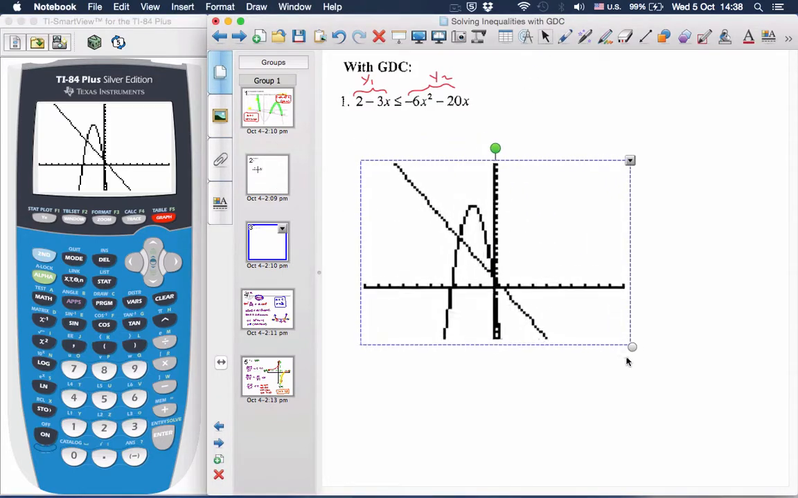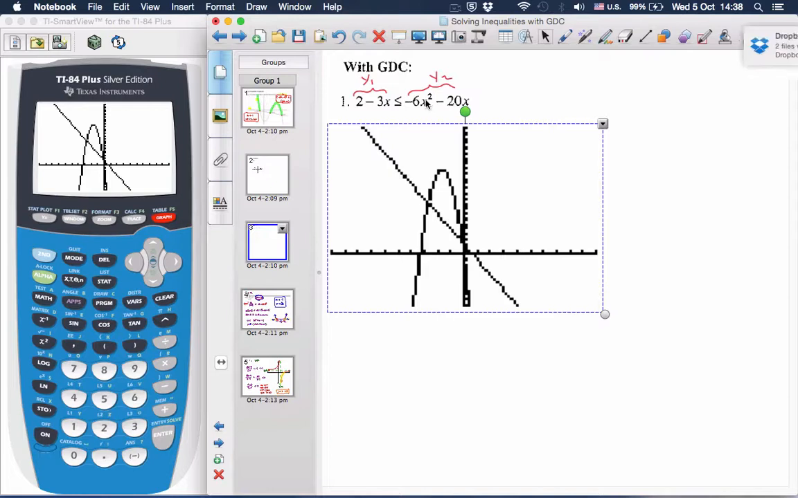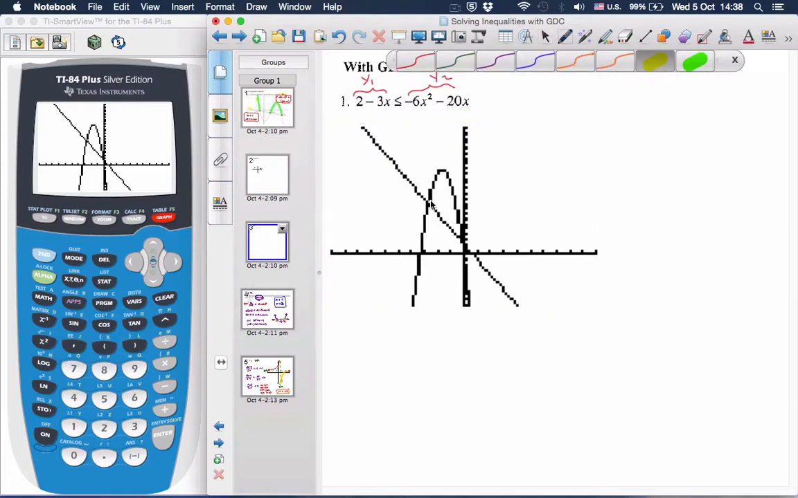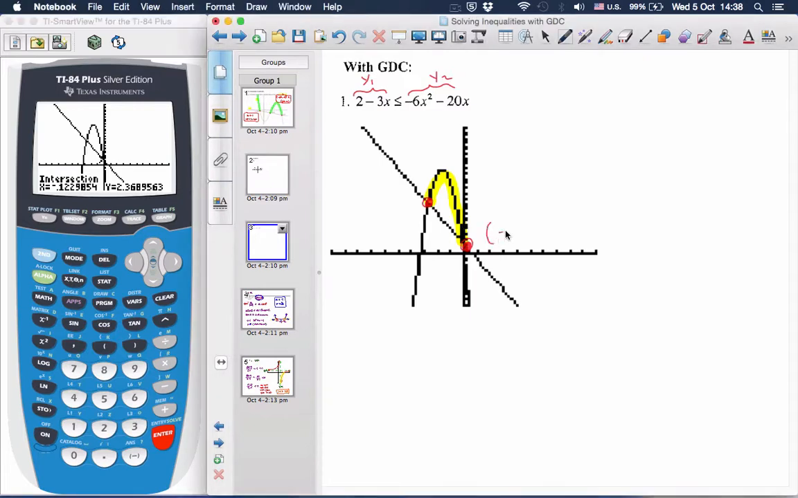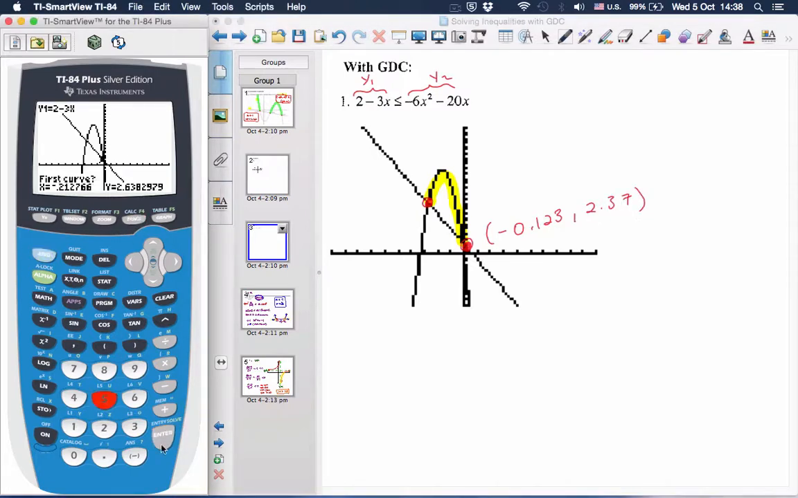Now, I am looking for when the quadratic is bigger than or equal to the straight line, and that happens over here, right? So I need to know the coordinates of this and here. So I'm going to find that here. Second, trace 5, enter, enter, enter. This one over here is -0.123, 2.37, and second, trace 5, enter, enter, 5.